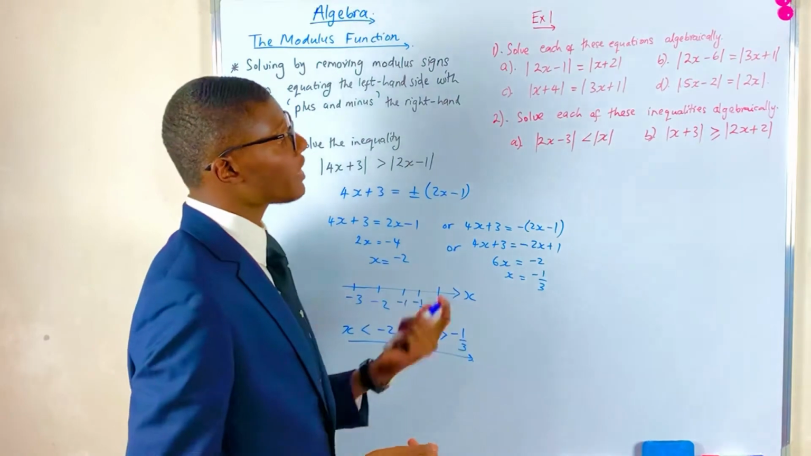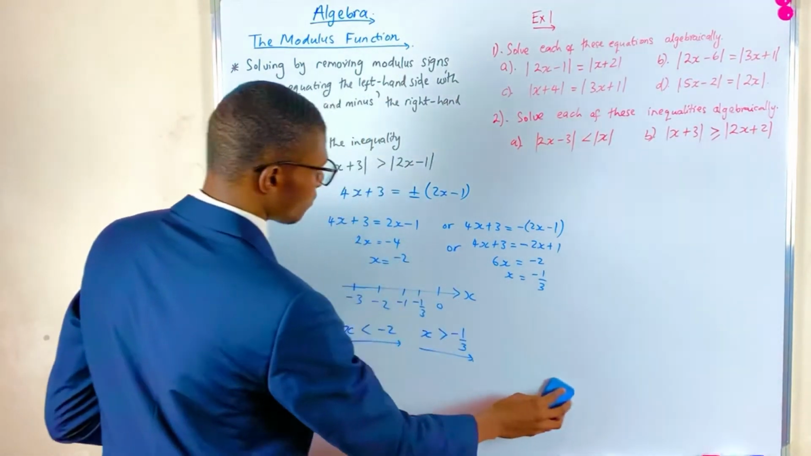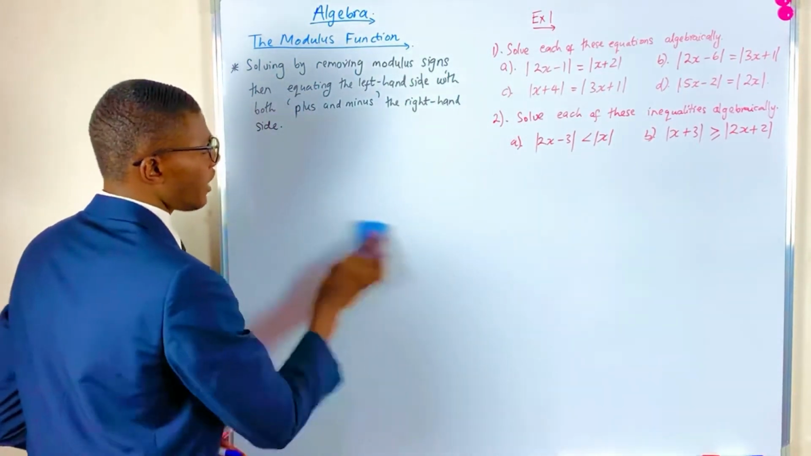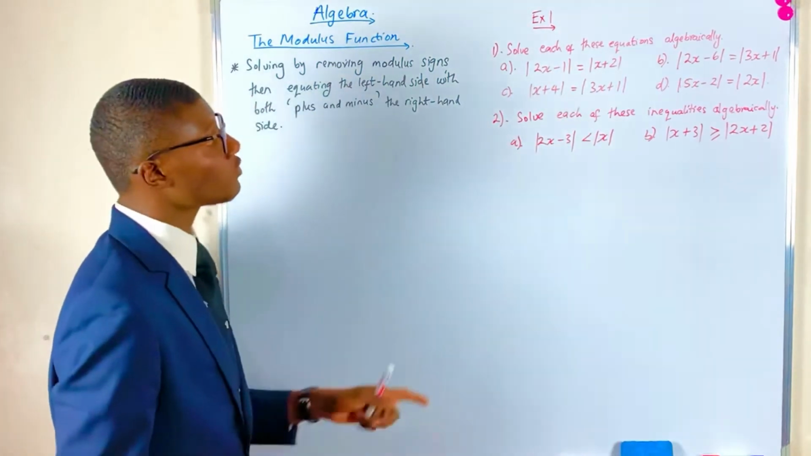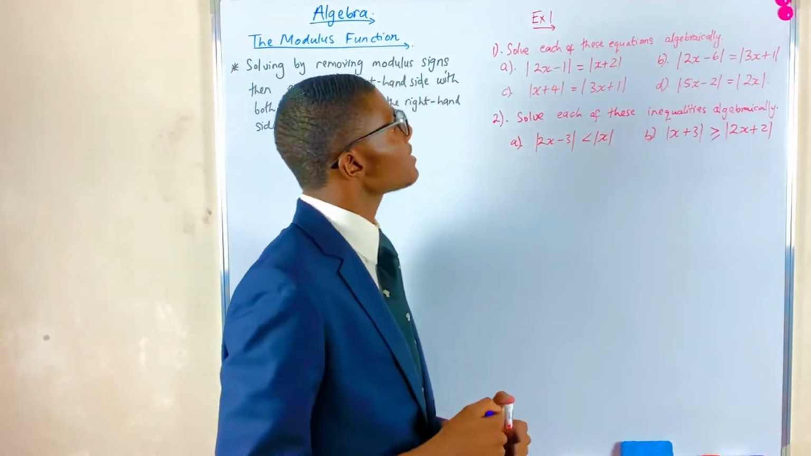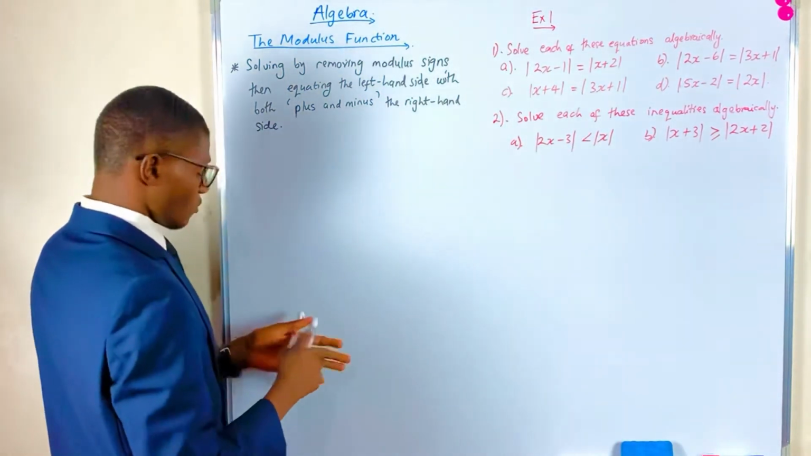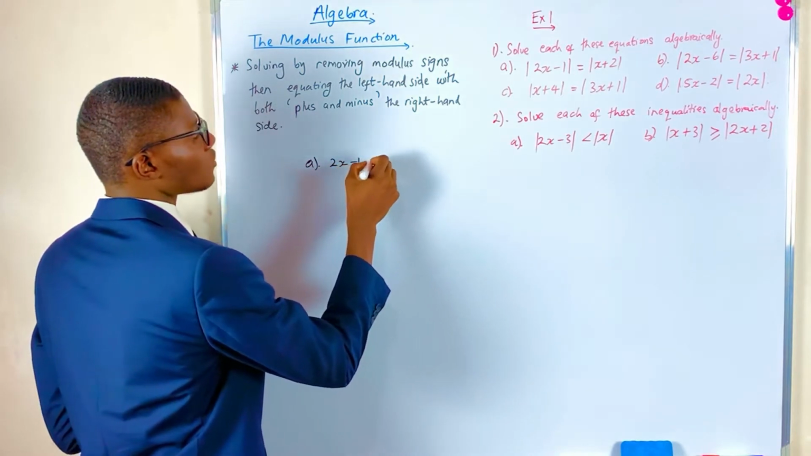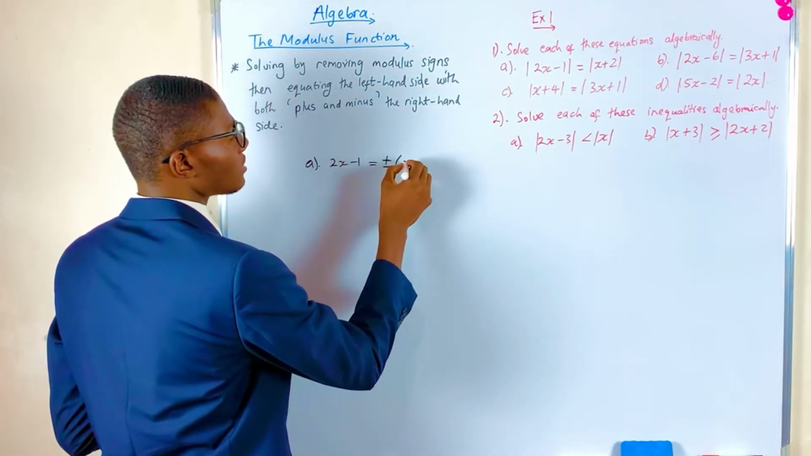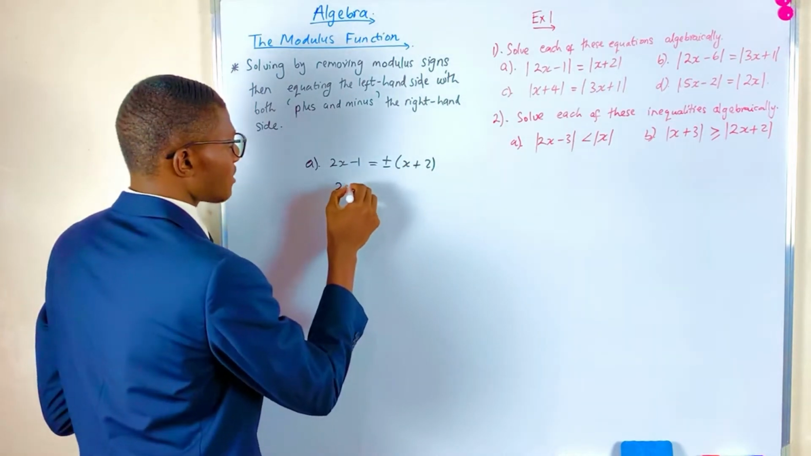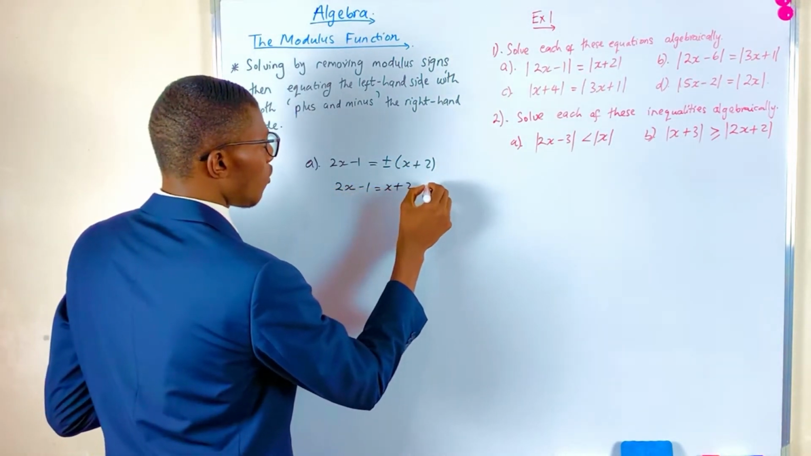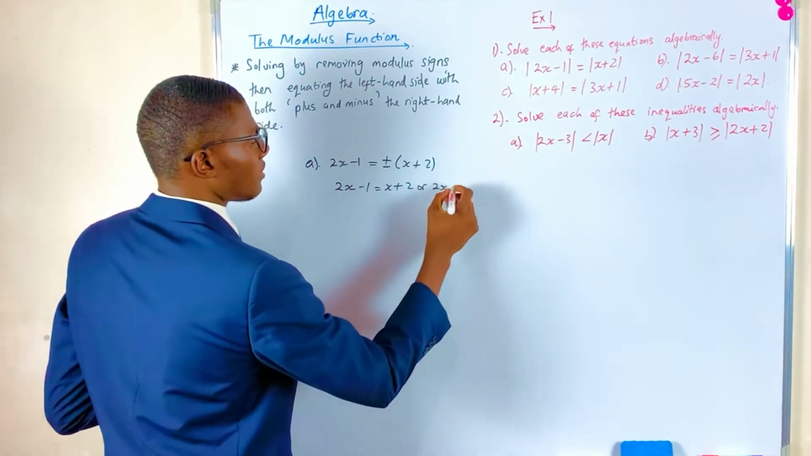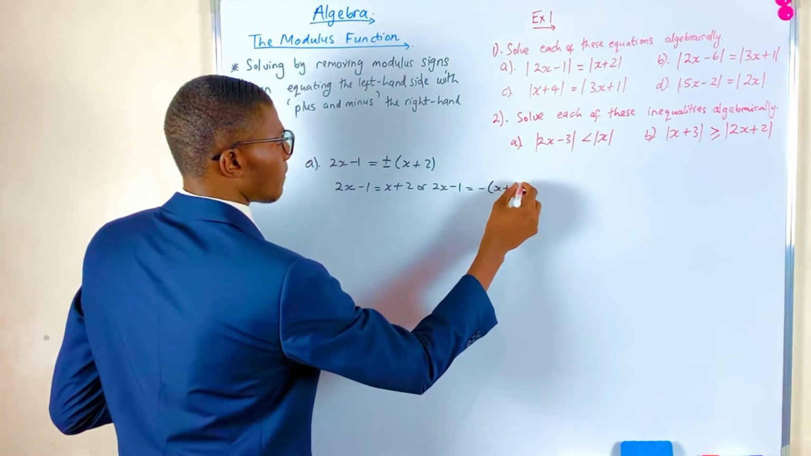So now let's quickly look at those questions, number 1 and number 2. Allow me to erase this. Okay, so for number 1, we're asked to solve each of these equations algebraically. So the first one, for A, we've got 2x minus 1 being equal to plus or minus x plus 2. So we're saying 2x minus 1 is equal to x plus 2, or 2x minus 1 is equal to minus x plus 2. Then we solve for x.